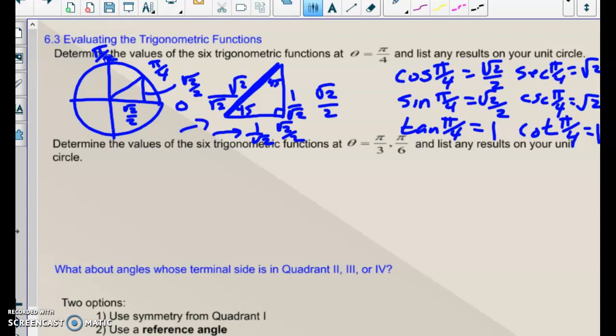Now, let's move on to the next one. Make sure you're getting this on your unit circle that you're drawing. I'll probably send you a blank one, so you can fill it in too. I hope you got it by the time you're watching this.